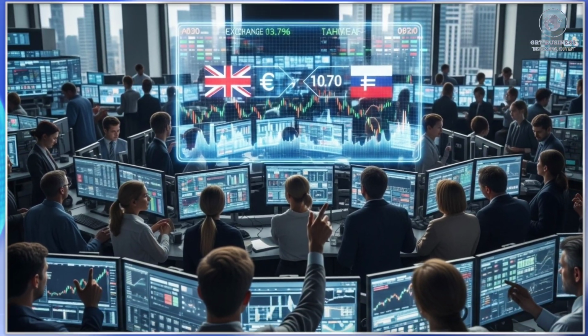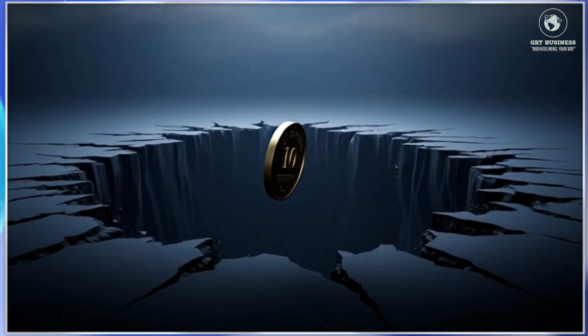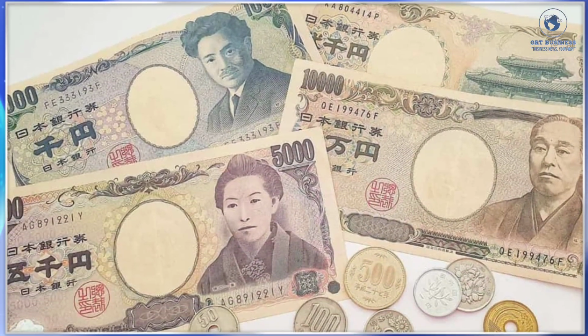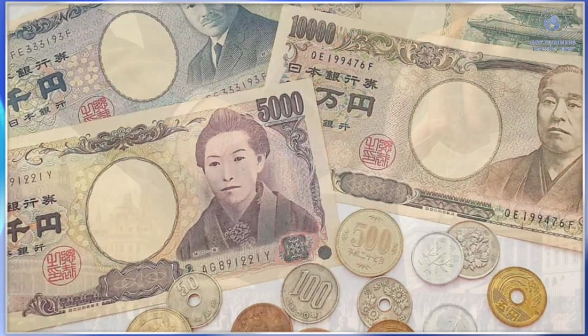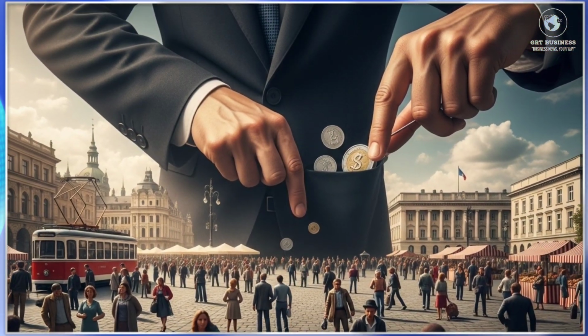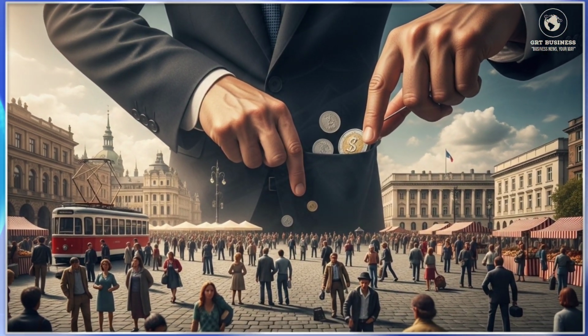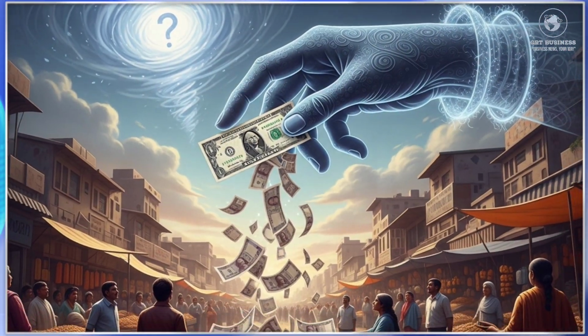A small breaking news flashes, and within minutes the dollar strengthens, the rupee slips, the yen jumps. No parliament has passed a decision, no president has made a statement. Yet the pockets of millions are affected. The question is, who is this invisible force that decides how many rupees you get for $1?